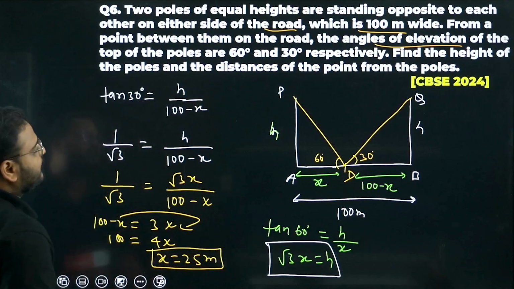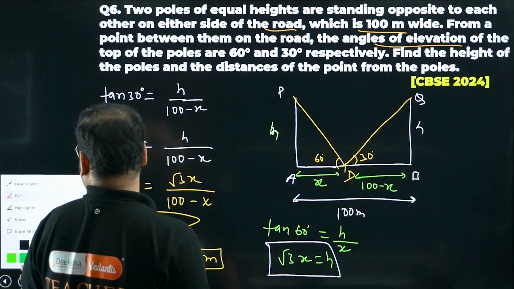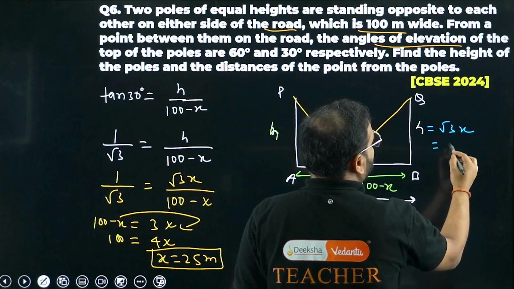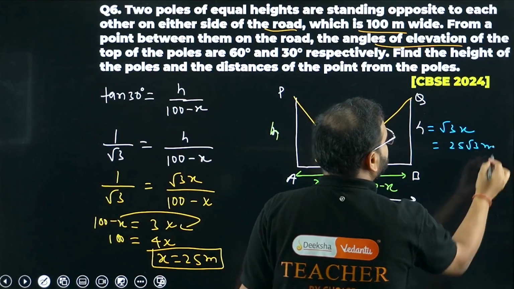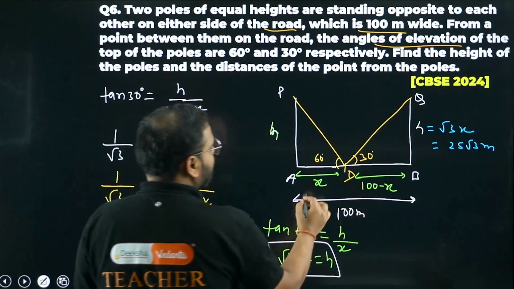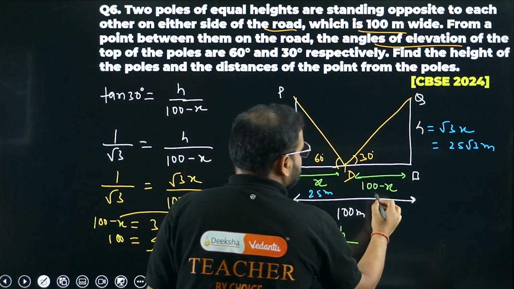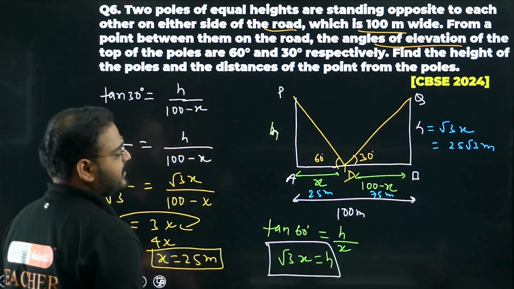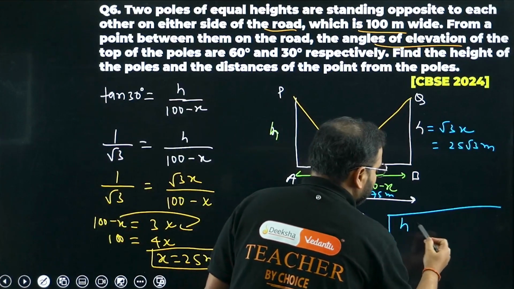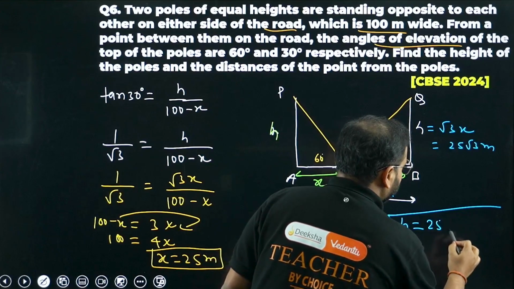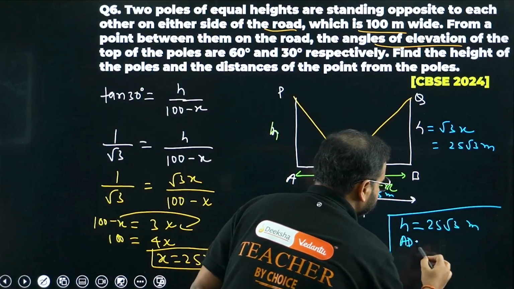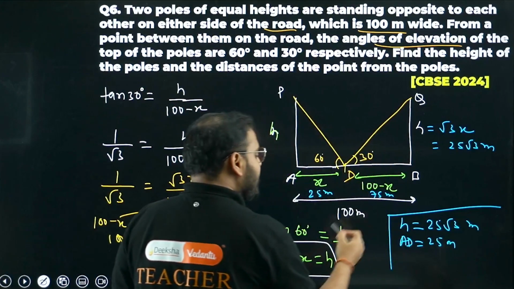25 meters. Okay, now if you ask me what is the height, sir, please check my final answer over here. The height will be root 3x, no? So 25 root 3 meters. What about this distance? 25 here, and this is 75, sir. So if you want my final answer, I can write it over here. H value is coming as 25 root 3 meters. AD is 25 meters. And PD is 75 meters.